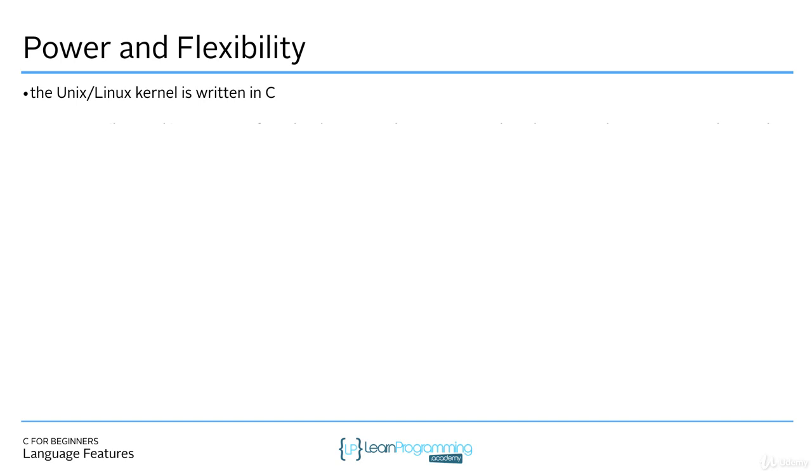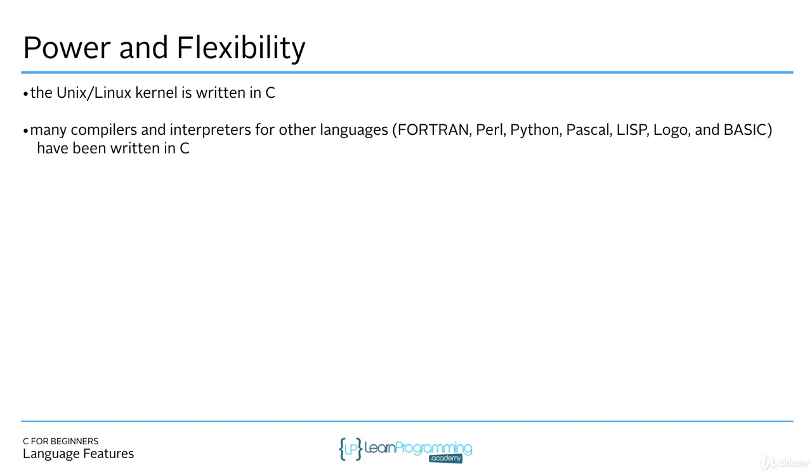It typically contains interfaces to the hardware. The kernel manages memory. It does all sorts of different things. And that is all written in C. So that can tell you the powerful aspect of the language. If the kernel of an operating system is written in that language, it is powerful. Many compilers and interpreters for other languages are built on C or have been written in C.